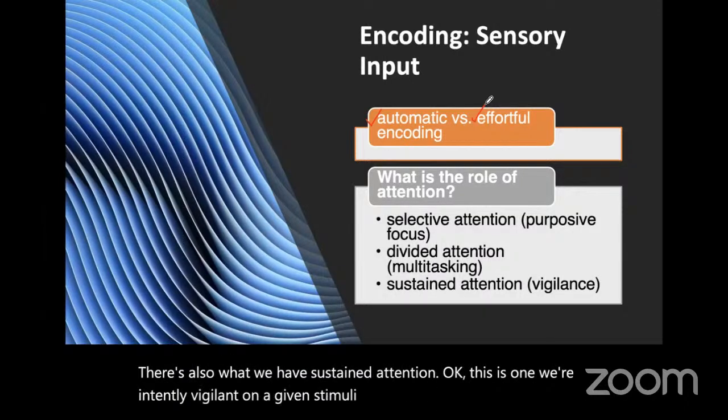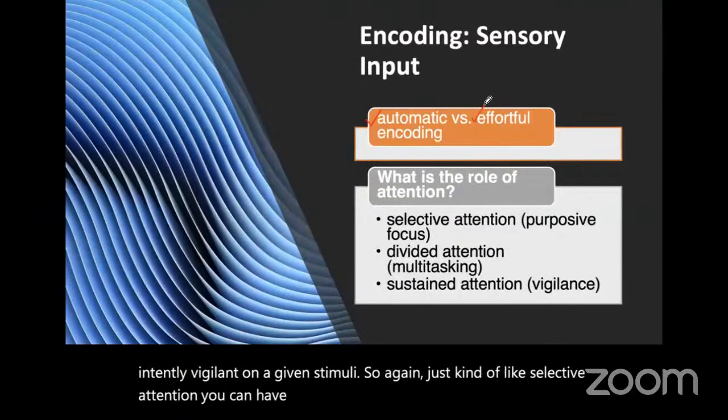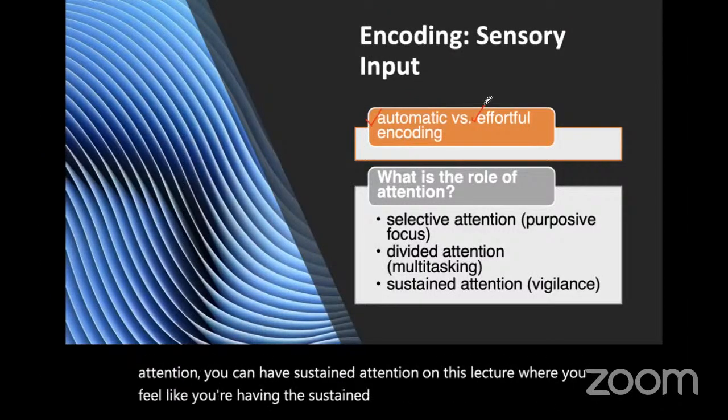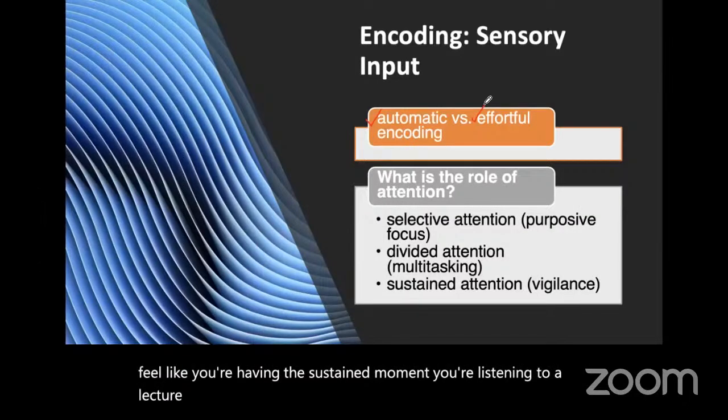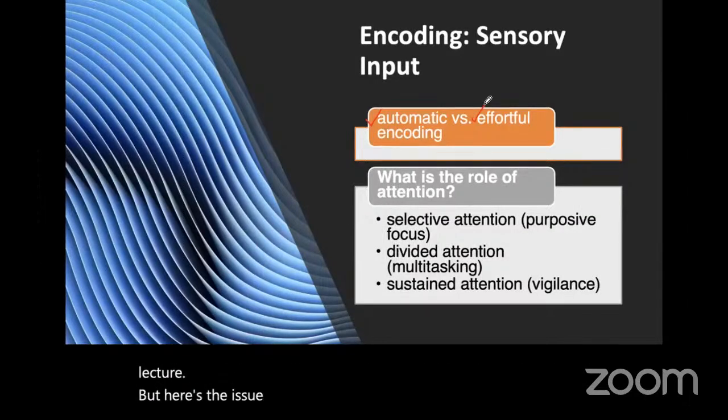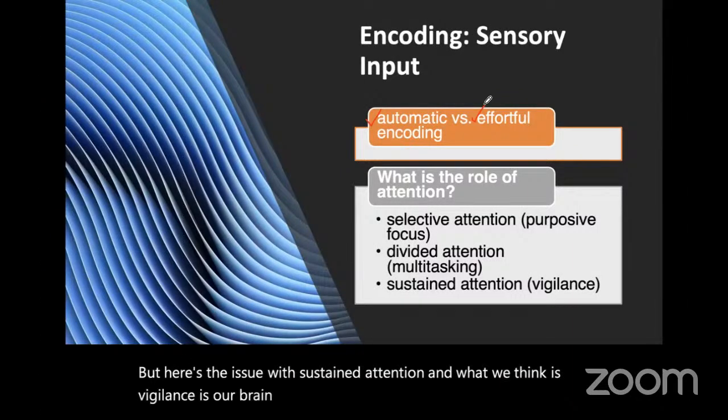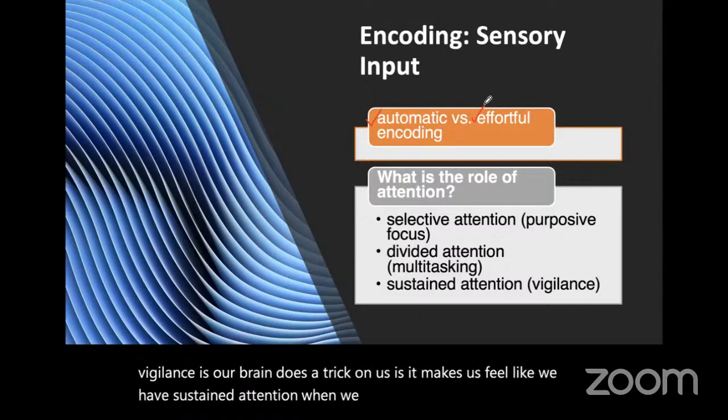So again, just like selective attention, you can have sustained attention on this lecture, where you feel like you're having the sustained moment, you're listening to a lecture. But here's the issue with sustained attention and what we think is vigilance: our brain does a trick on us. It makes us feel like we have sustained attention when we really don't. Okay, and let me explain this a little bit.